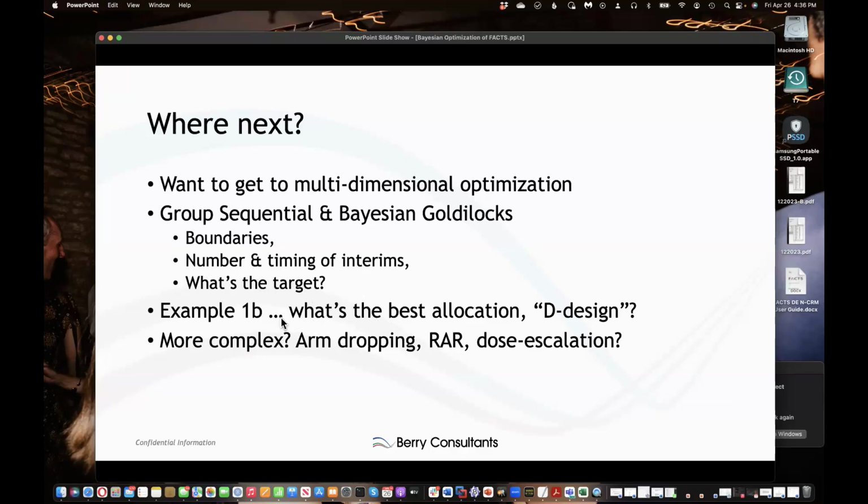We might take the second example with the 6 doses plus control and the 4-parameter sigmoid fit, and allow it to vary the 1-to-1 allocation, which will take us towards something like the optimal design. And then, if we have time, we might look at other more complex examples, for instance, featuring arm dropping, response adaptive randomization, or maybe dose escalation.